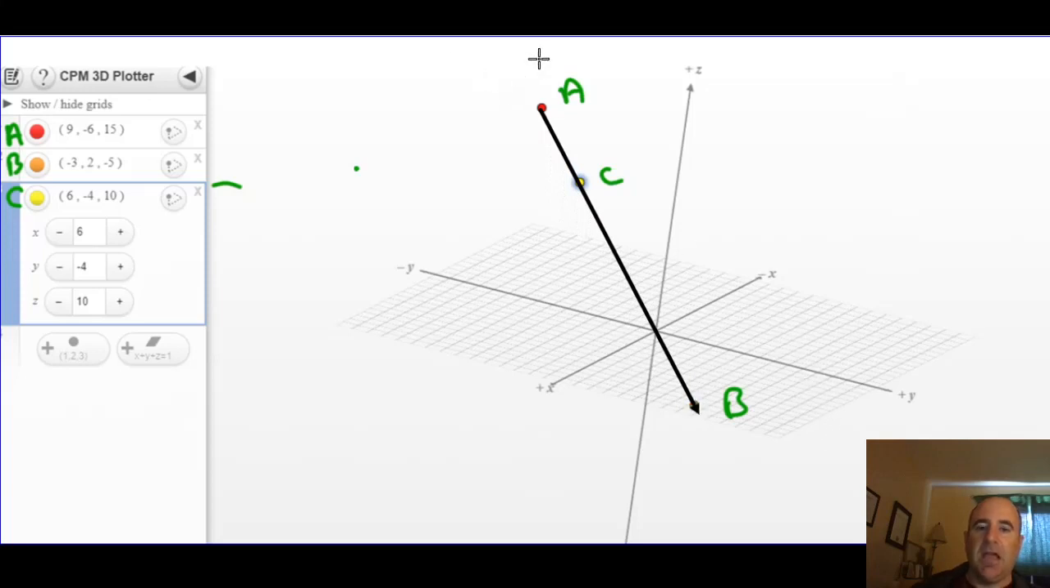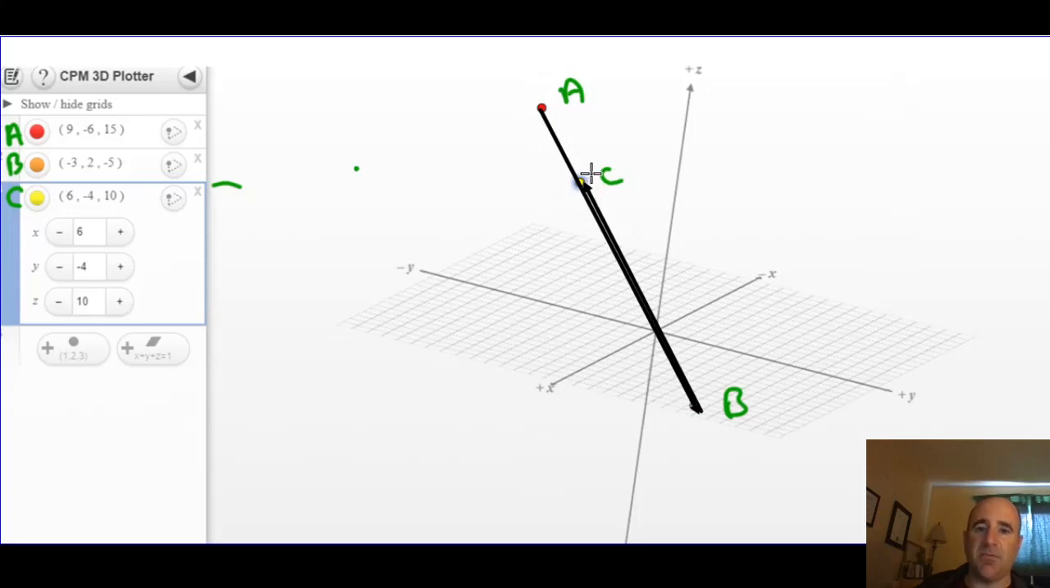And then we figured out what vector BC was. And vector BC went from here to here. And then we compared those vectors and found, sure enough, that they were in fact collinear vectors. AB was just some multiple of BC, which means the points must line up in a straight line.